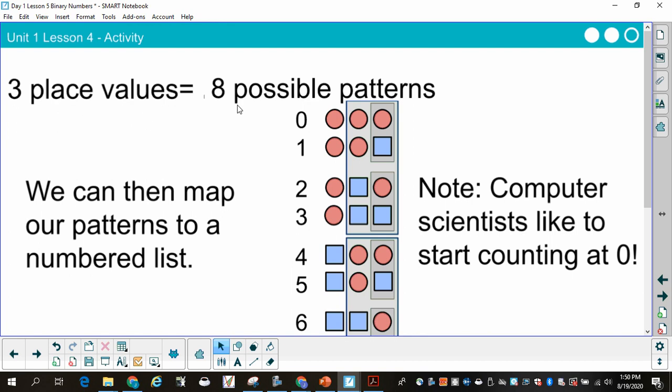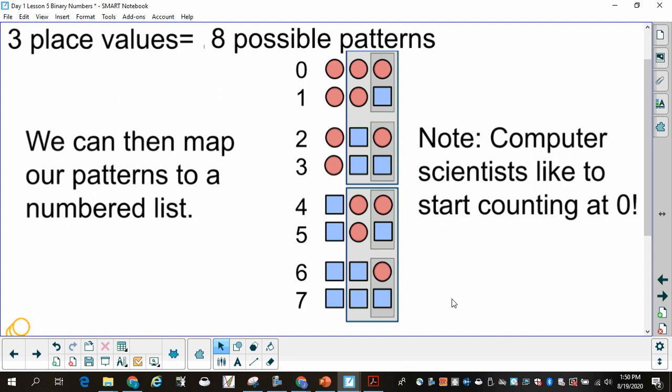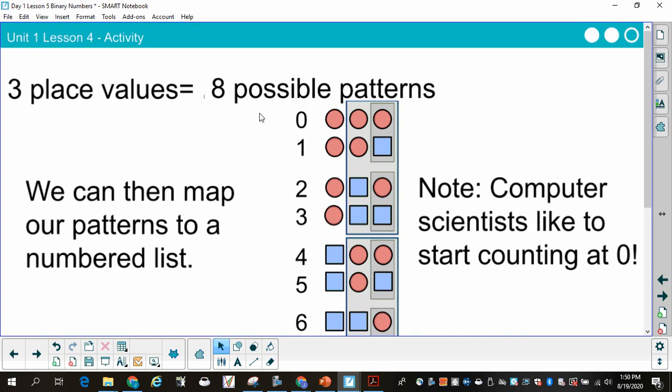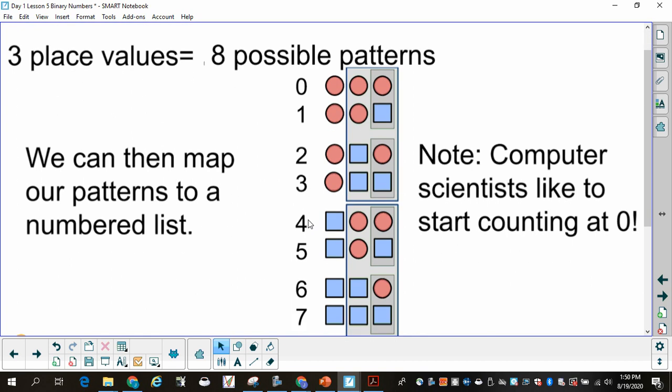3 place values, I have 8 possible patterns. Notice all circles, a circle and a square in the middle, 2 squares at the right side, a single square on the left, square on both sides, 2 squares in the front, and then 3 squares all the way through. If I list them, 0, 1, 2, 3, 4, 5, 6, 7, you say, oh, there's 7 patterns. No, there's 8. Computer scientists, we love to start counting at 0. So in computers, everything starts at 0. So the range is 0 to 7. The number of values is 8.